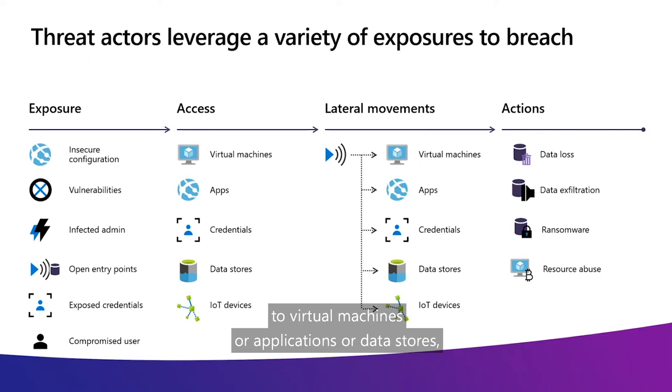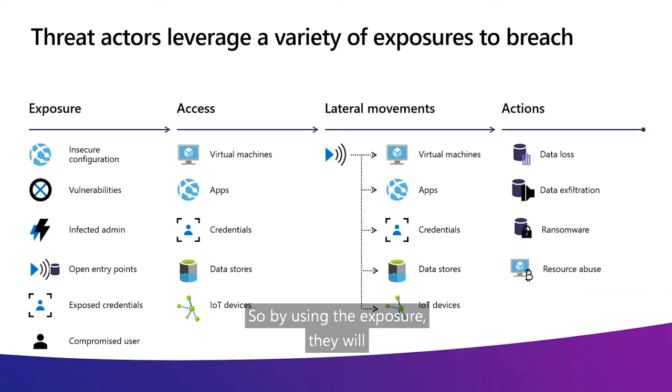attackers will get access to virtual machines or applications or data stores, IoT devices. Then from that device or from that machine, the attackers will start lateral movement toward VMs or applications that have more important information. Then they will take action to cause data loss or data exfiltration or ransomware or resource abuse. So by using the exposure, they will attack your resources.